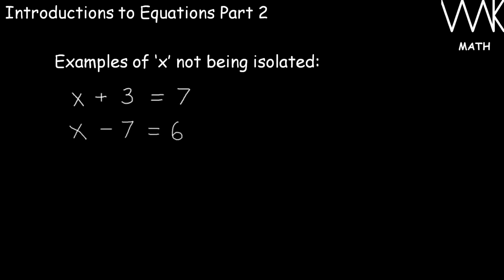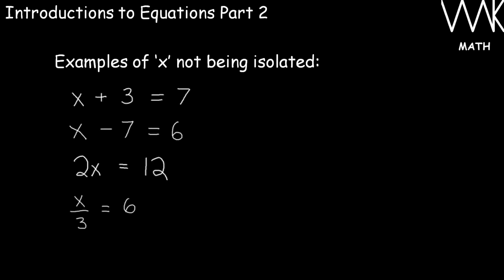So it's not isolated. Our third example, 2x equals 12. Is x actually isolated here? Absolutely not. We see that x is multiplied by 2 here, so it's 2x, not a single x here.